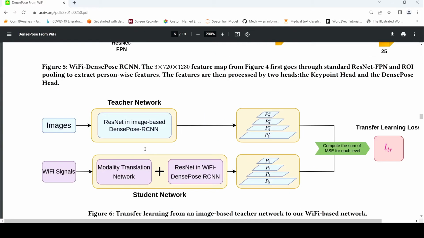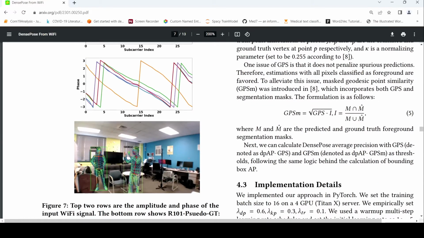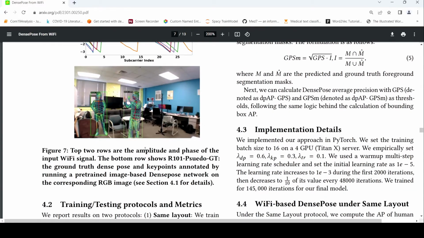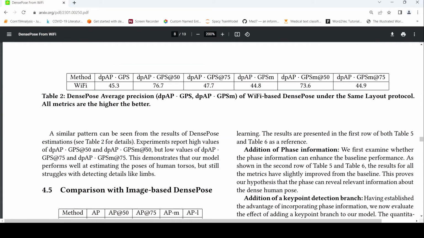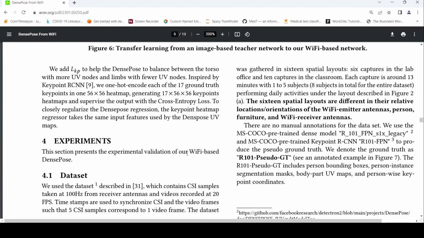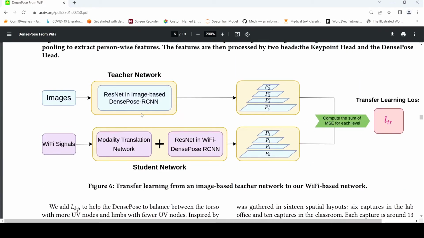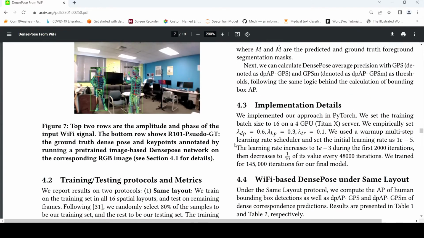Okay, so I will not go into further details of the dataset and other things. I will link this paper. You can look at it. This looks like a very clever idea of how you can convert from one modality, the Wi-Fi signal domain, to your image domain, and then use something like an image-based DensePose RCNN on these Wi-Fi signals, which have been transferred to a kind of image domain, to actually do DensePose estimation. Quite an interesting paper. Okay.